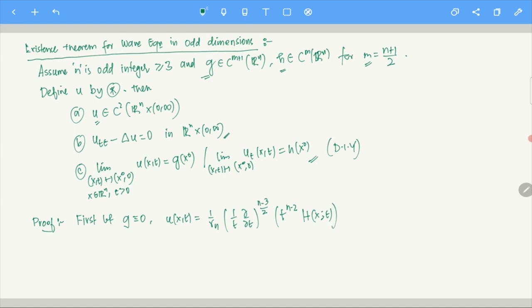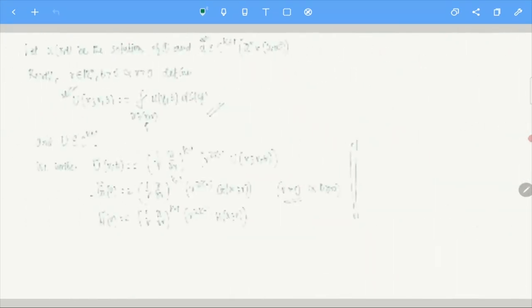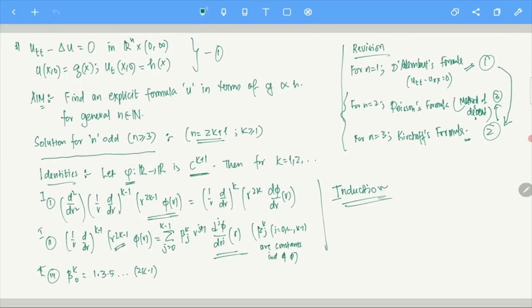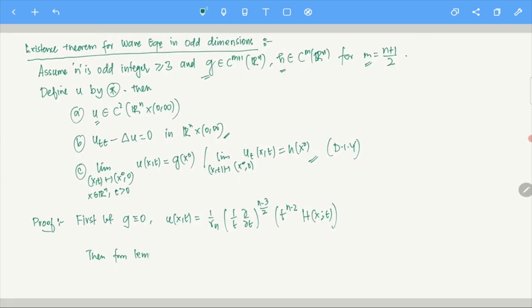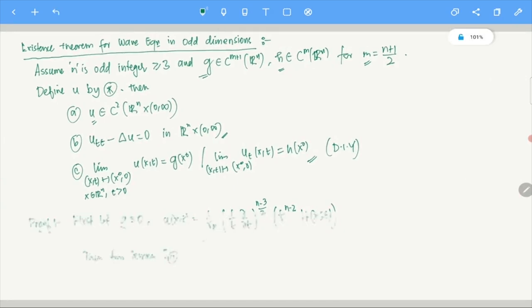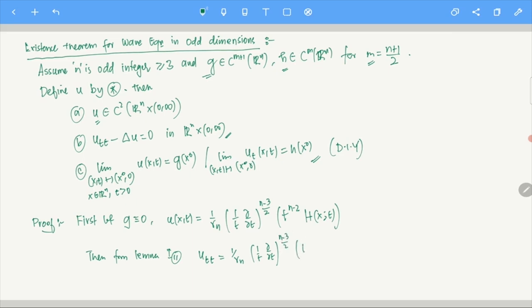Yes, this is what we defined in the earlier weeks, if you remember. Then from that lemma, lemma 1-2, what we have is u_tt. If you now write what is u_tt, that is 1 by gamma n, 1 by t del del t, to the power (n minus 3) by 2, and then it is t power n minus 1 H_t of x comma t.